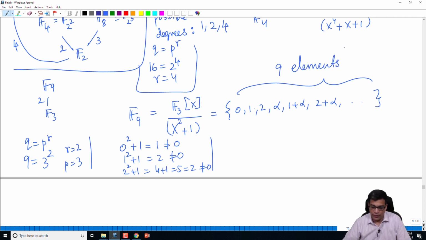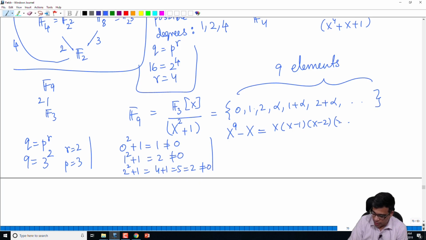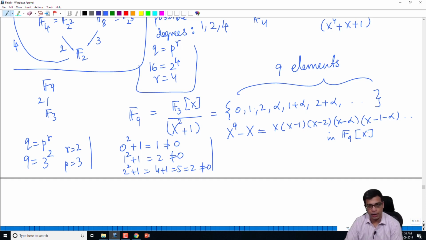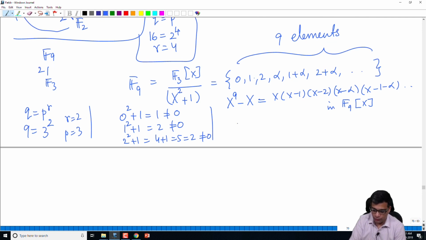The interesting thing is how to factor x power 9 minus x. In F9[x], x power 9 minus x will be x, x minus 1, x minus 2, and so on, x minus alpha, x minus 1 minus alpha, and so on, because elements of F9 are roots of x power 9 minus x. There are 9 of them, so it completely splits, whereas this is not the factorization in F3[x].